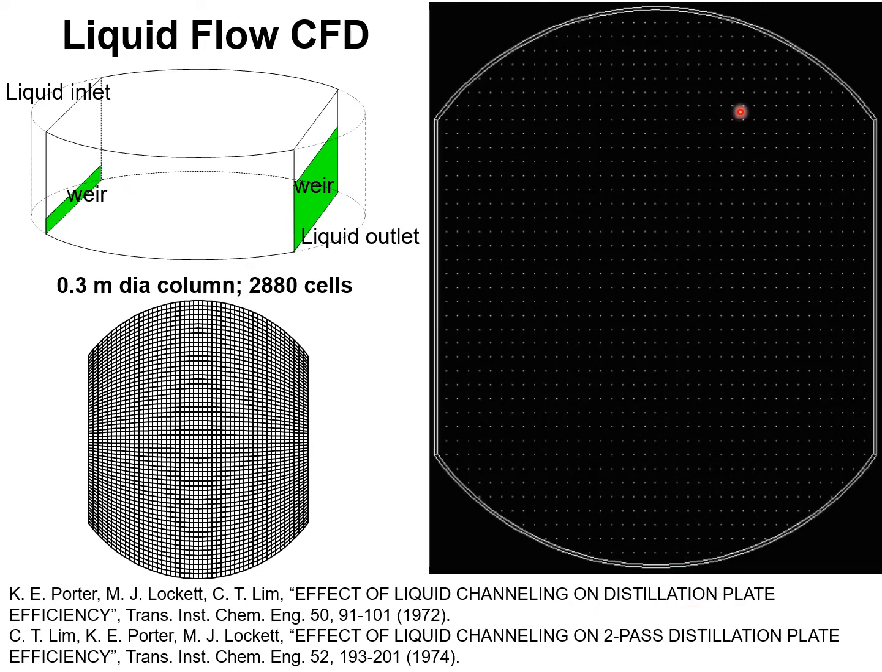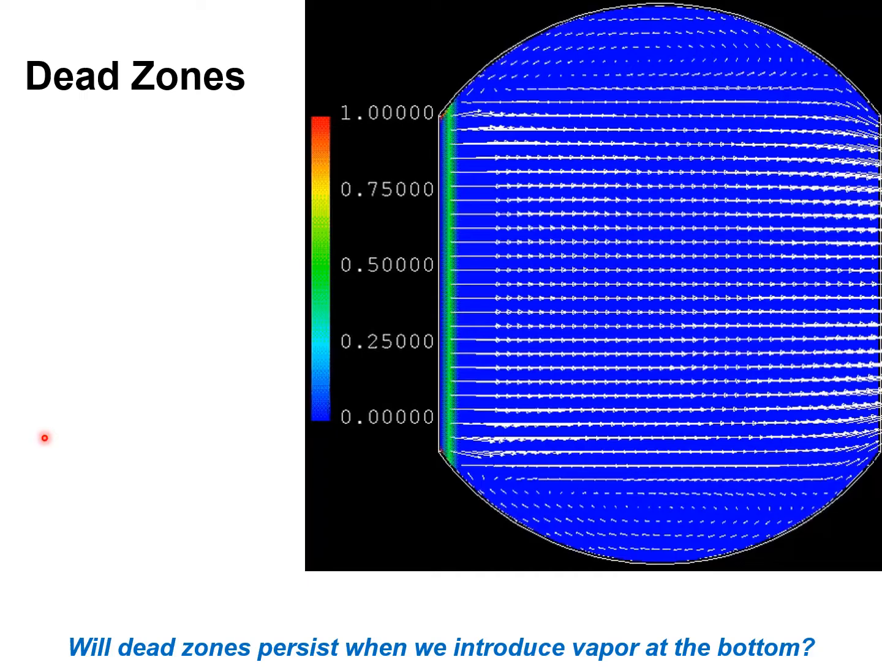Let's examine the dead zones a little bit further. To gain an understanding of the formation of dead zones, we do a computational experiment and inject a tracer along the inlet. This is the scale of the tracer concentration. Red is the pure tracer, 0 is pure liquid. Let's have a look.